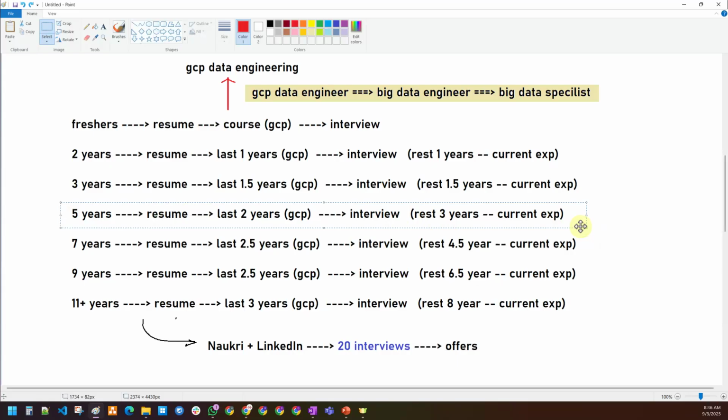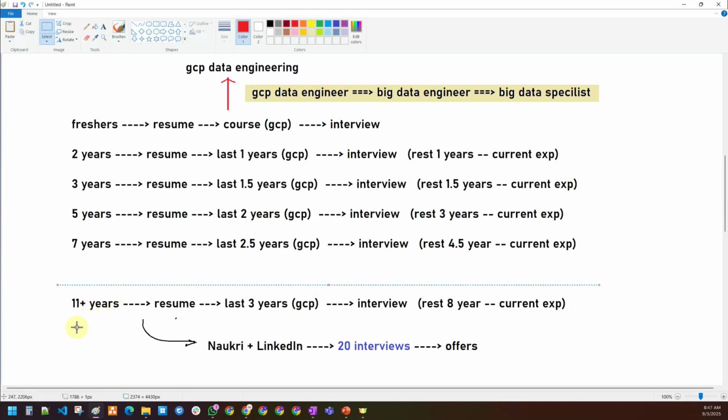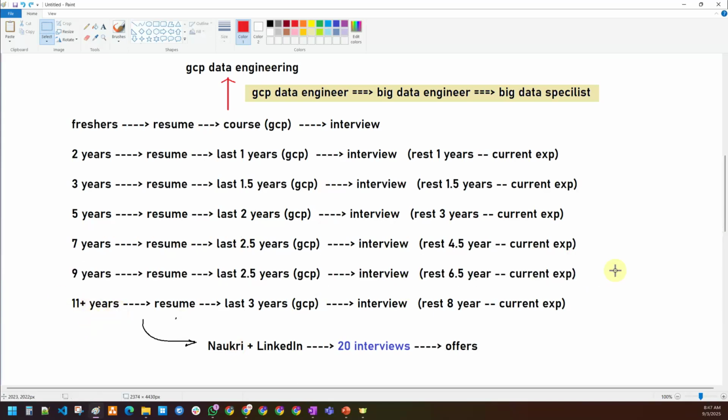Whether it is IT or non-IT, whether it is a testing background or whatever the background is, no worries at all. And if it is 7 years of experience, last 2.5 years. If you have 9 years of experience, you can put it like this: 2.5 years, 11 years, 3 years of experience. So this is how you prepare your resume, and you go for an interview, and they will only focus on this particular years of experience. They will ask questions related to this one only, because you are going as a GCP data engineer. They mainly focus on this area.